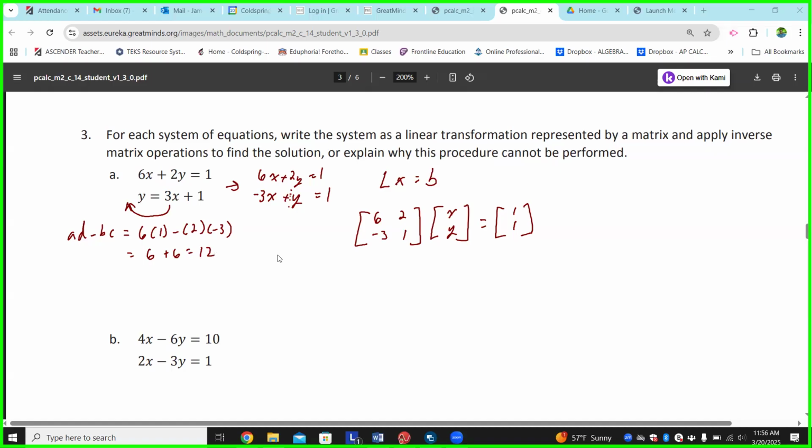So now I go find this inverse. So the inverse here would be 1 over 12, because that is, again, from yesterday's notes as a reminder. This is your inverse.